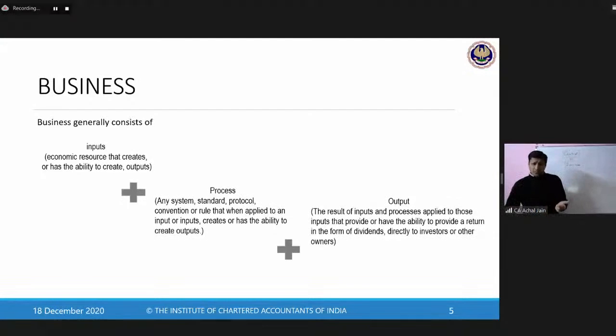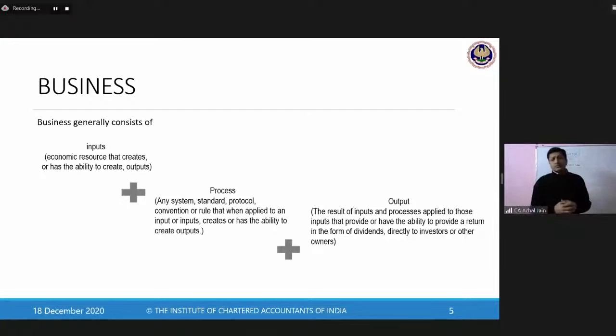Now, what can be the input? You may be thinking, sir, does it mean it's like a manufacturing company wherein we buy raw material, and the raw material is then used in the manufacturing process through which finished goods are produced? So are we saying those are the inputs and finished goods are the output? No, it's not about a manufacturing process. It's all about business. Let's understand how.